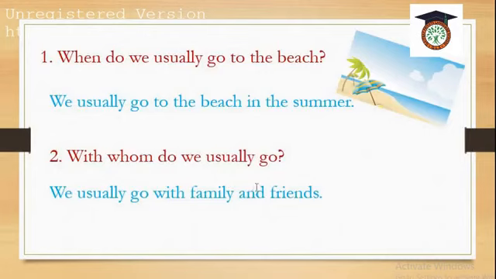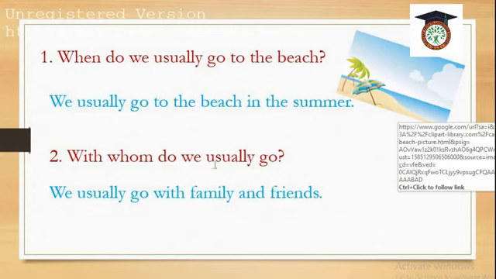First, when do you usually go to the beach? Yes, we usually go to the beach in the summer. Why in the summer? Summer is a season, one of the seasons of the year. As we know, we have four seasons: winter, where it's very cold; summer, it's very hot and sunny; autumn and spring. So, in which season is it suitable to go to the beach? We usually go to the beach in the summer. Why? It's very hot and sunny, and that's why it's suitable to swim in the sea and play with the sand.